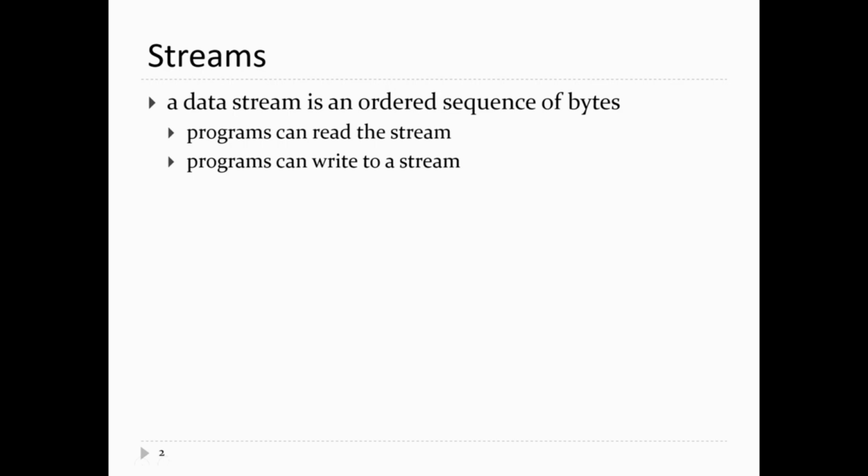The actual number of bits changes depending on your computer architecture. Most people think a byte means 8 bits, but that's not exactly true. It's close enough for our purposes. Okay, so programs can read the stream. You can look at, say, byte number 4. And similarly, you can write to a stream. For example, you can change byte number 8 in the stream.